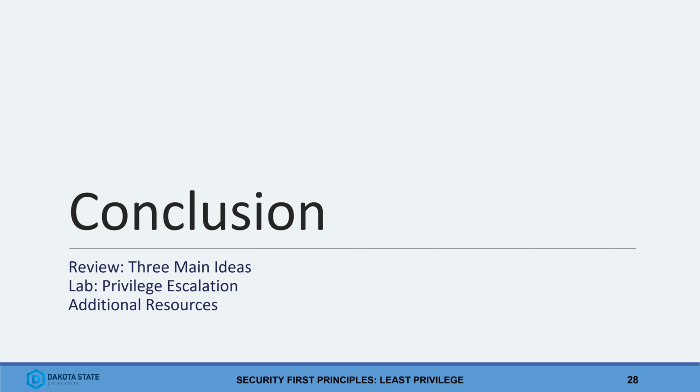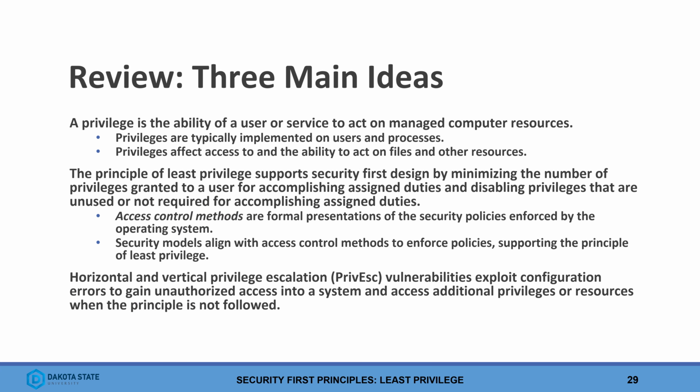This concludes the lecture for this module, so let's review. We know that a privilege is the ability of a user or service to act on managed computer resources. We also know how privileges are implemented and how they affect access to files and resources. We know that the principle of least privilege supports security first design principles, and we know how access control methods and security models play into this principle. Finally, we discussed horizontal and vertical privilege escalation, or PrivEsc vulnerabilities, and some common methods to escalate privileges on Windows and Linux due to configuration errors.